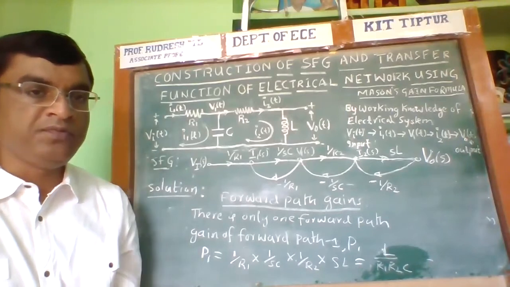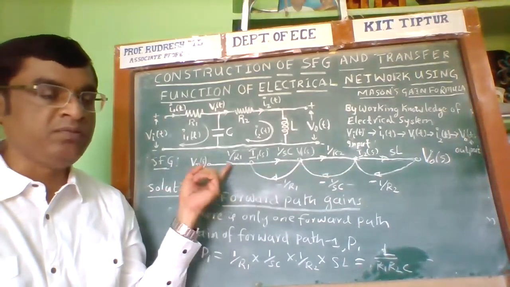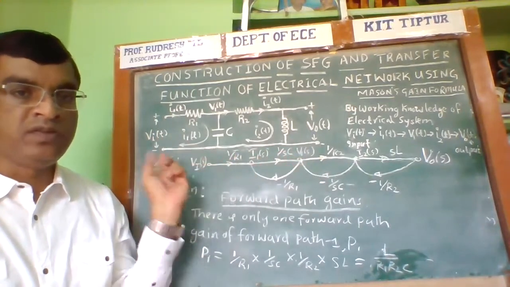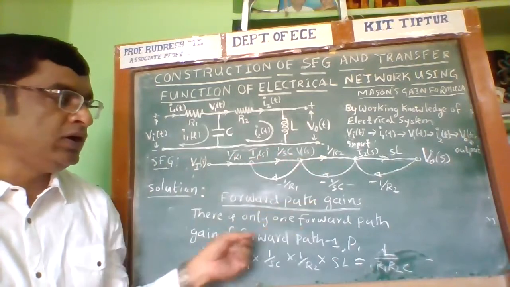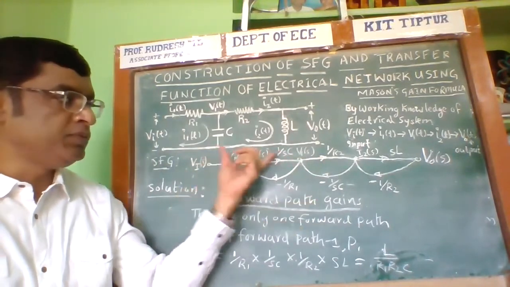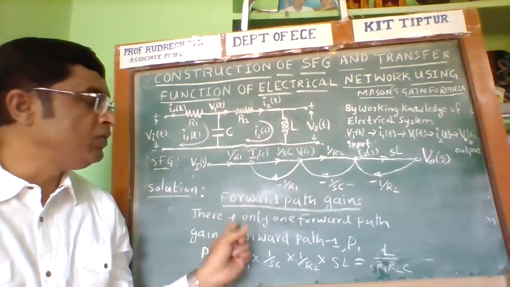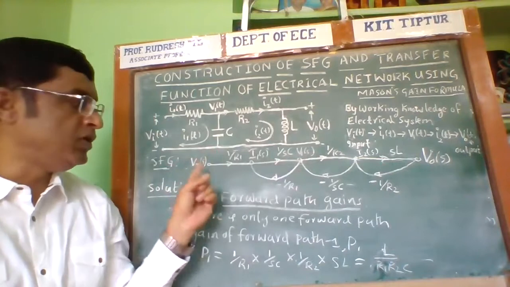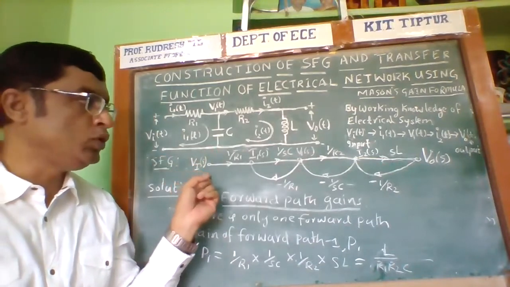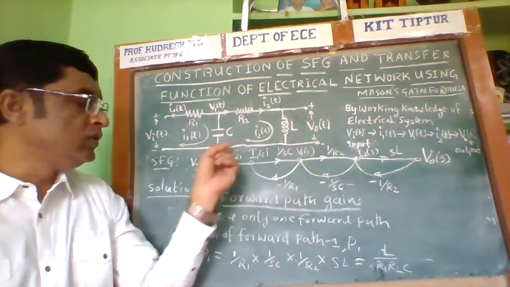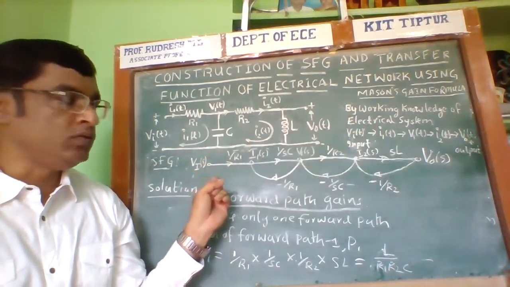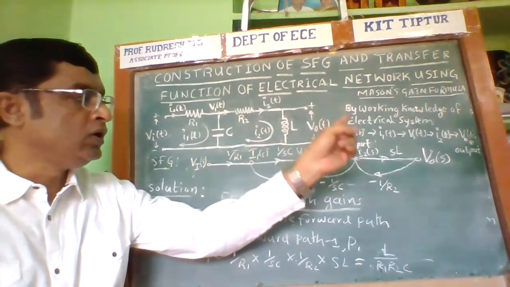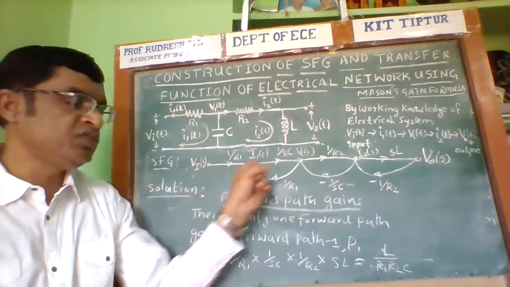After writing the formula for calculating the overall gain of the system using Mason's gain formula, the next step is to identify the forward path from the signal flow graph. In this particular signal flow graph, there is only one forward path. A forward path starts from the input node and ends at the output node without crossing any node more than once. So it starts from the Vi node, goes to the I1 node, V1 node, I2 node, and V naught of S. This is the first forward path.